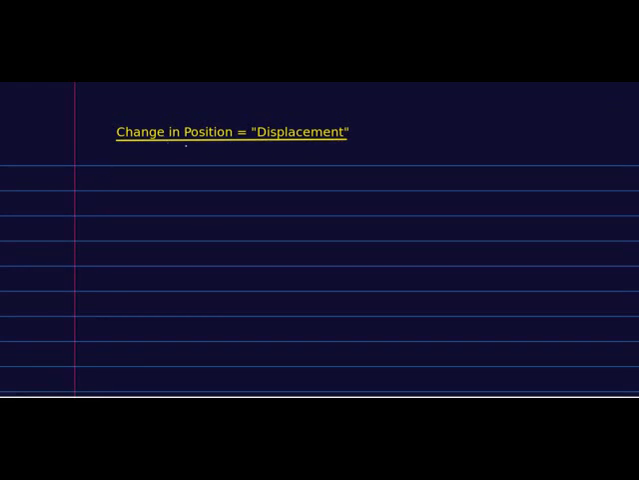Changes in position are so important that we give them a special name. We call them displacement. And so it's defined just like any other change. We say the change in position is a final position minus an initial position. I just want to highlight this symbol here is called delta, and it means change in. And so this whole thing here, delta x, refers to one quantity. This is not delta times x or anything like that. That's one quantity.